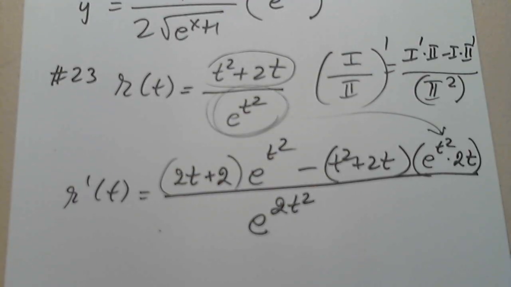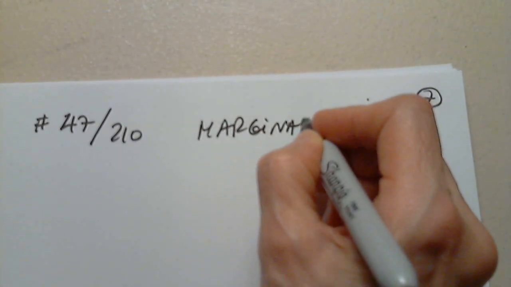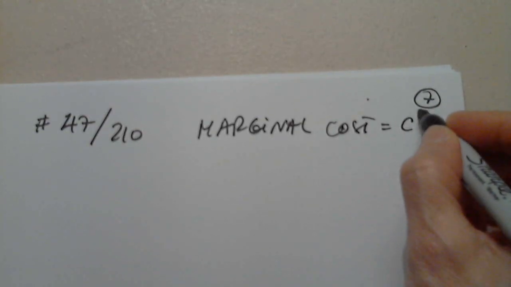Good. Let's look at the word problem. Any questions? Okay. Let's look at the marginal cost in millions of dollars. And remember, marginal cost is the name of C prime of the function. So this is 47 on page 210. Marginal, we talked about marginal cost, is C prime of x.